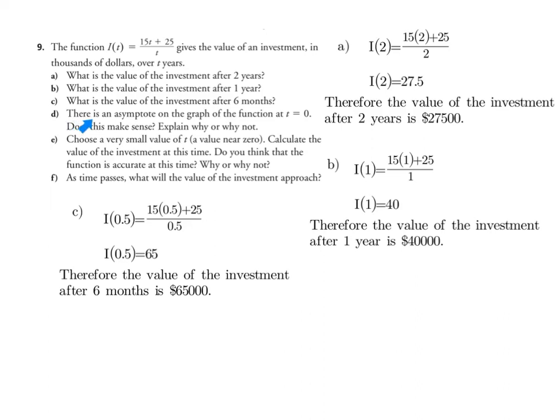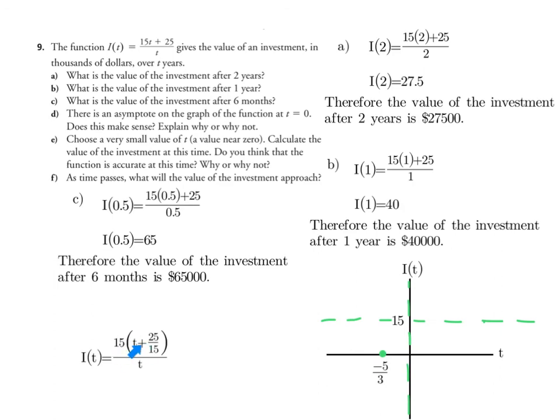All right, it says there is an asymptote on the graph of the function at t equals 0. That's true. Does this make sense? Explain why or why not. Well, let's actually graph this thing so that we have a good idea of what's going on.